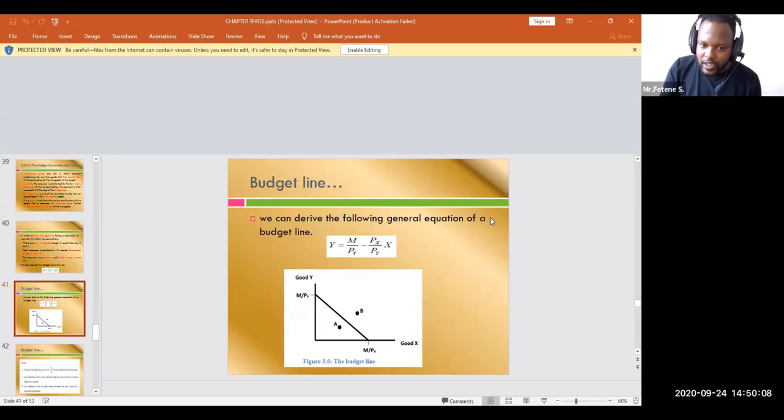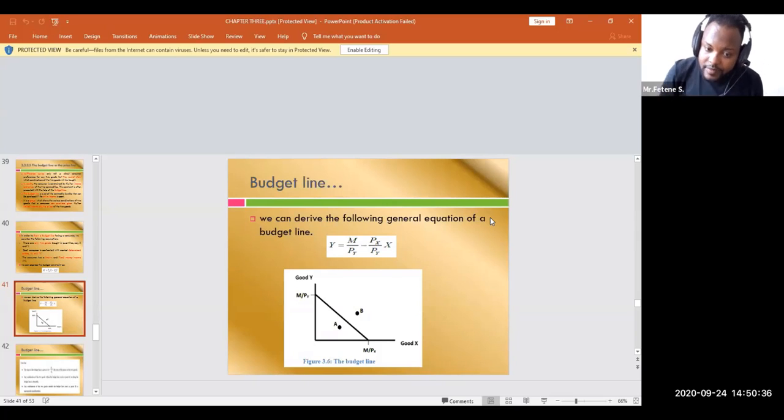So after setting up the budget constraint, we can draw the graph. We can derive the following general equation of a budget line: y equals income over price of y, minus price of x over price of y, multiplied by x, the commodity x. So this graph shows the budget line. Our budget is limited to this.